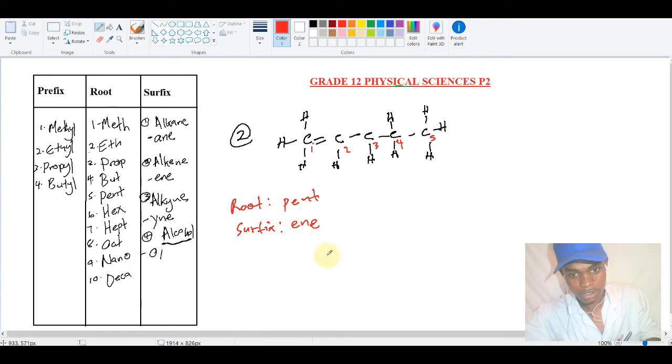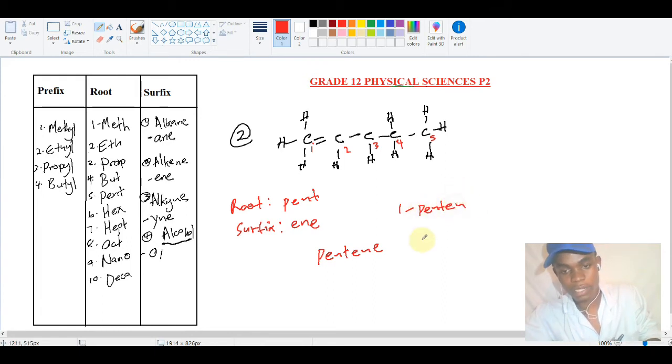Now we add these things together, we come up with the name pentene, right? Now someone will say, no, what if I write it with the position, because you said you must indicate position. You see, you must always indicate the position of our double bond, right? And then someone comes and says 1-pentene, right? 1-pentene. So now who is correct, who is wrong, right?